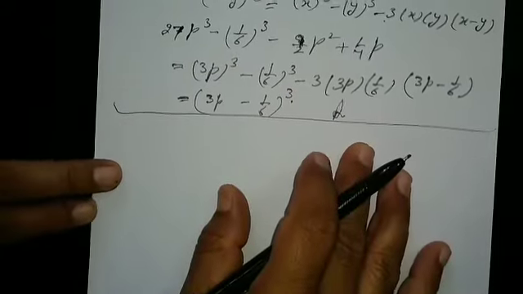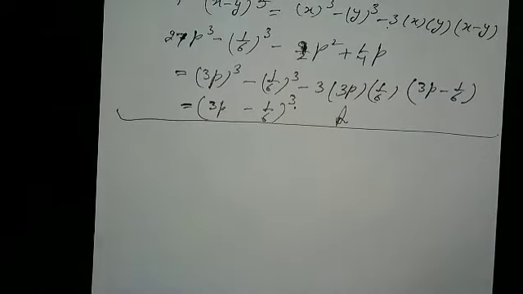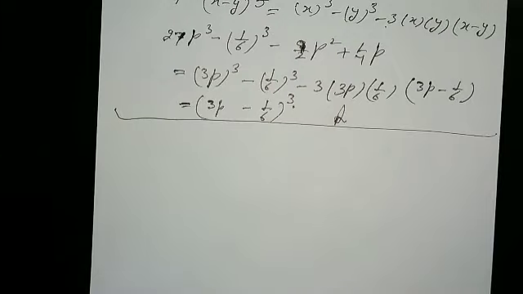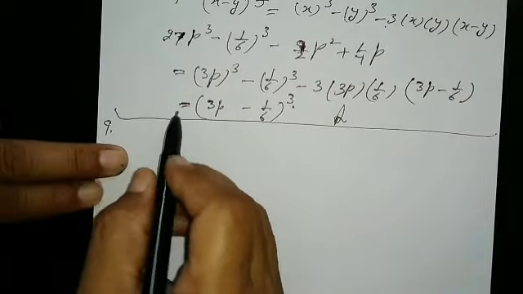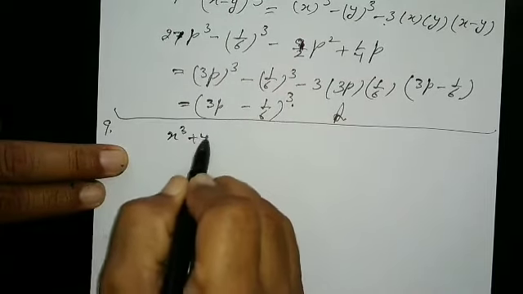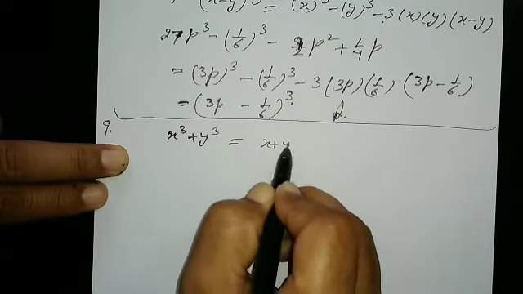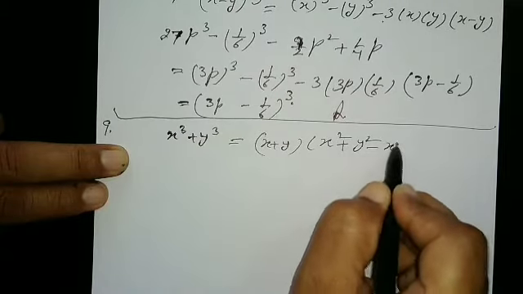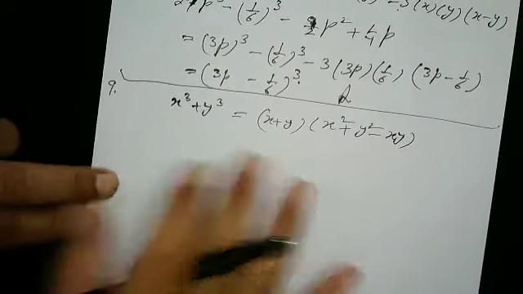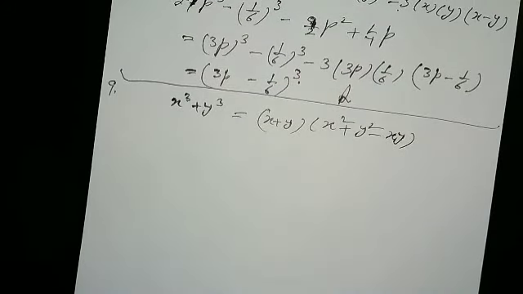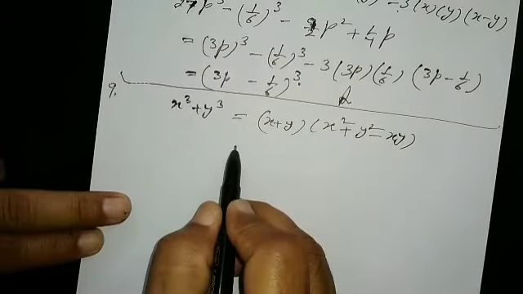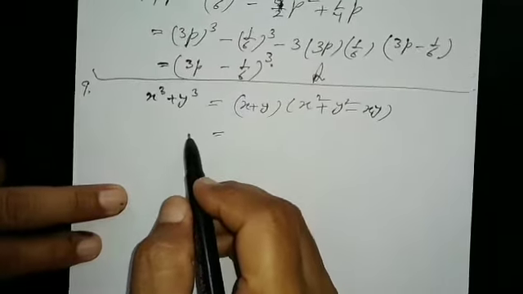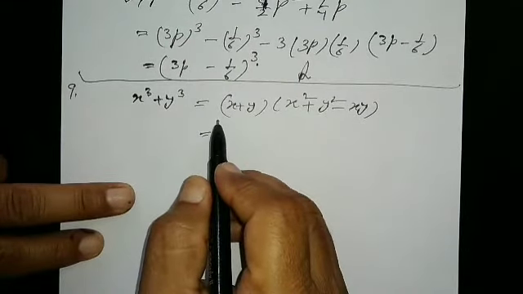Answer. So I think come to question number 9. Verify this: x³ + y³ = (x + y)(x² + y² − xy), right? So we have to verify this, meaning we have to prove left and right are equal, and the way may be, you have to multiply this.